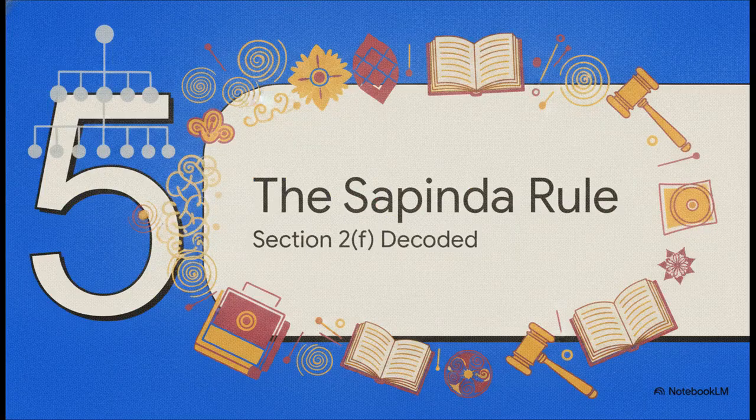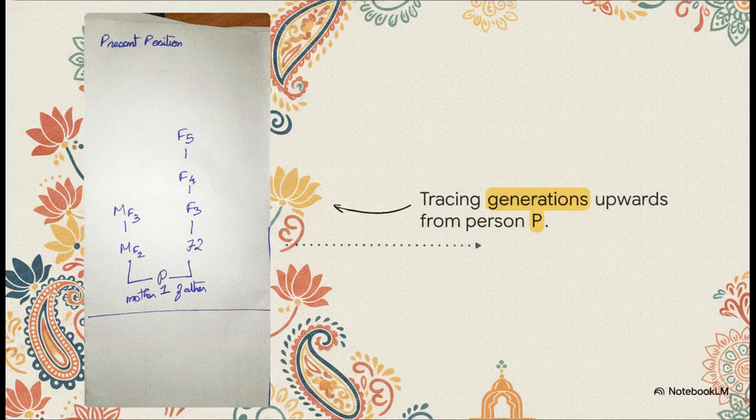And finally, Section 5, the Sapinda Rule Decoded. Okay, let's walk through this step by step using a generational diagram. Imagine the person concerned at the bottom. That's our starting point. Let's call them P. From P, the line goes up to the mother and up to the father. Then we trace the generations upwards. On the left, through the mother's side, we see MF2, MF3. On the right, through the father's side, we see F2, F3, F4, F5. Tracing it out like this perfectly maps out the legal boundaries of who you cannot marry.